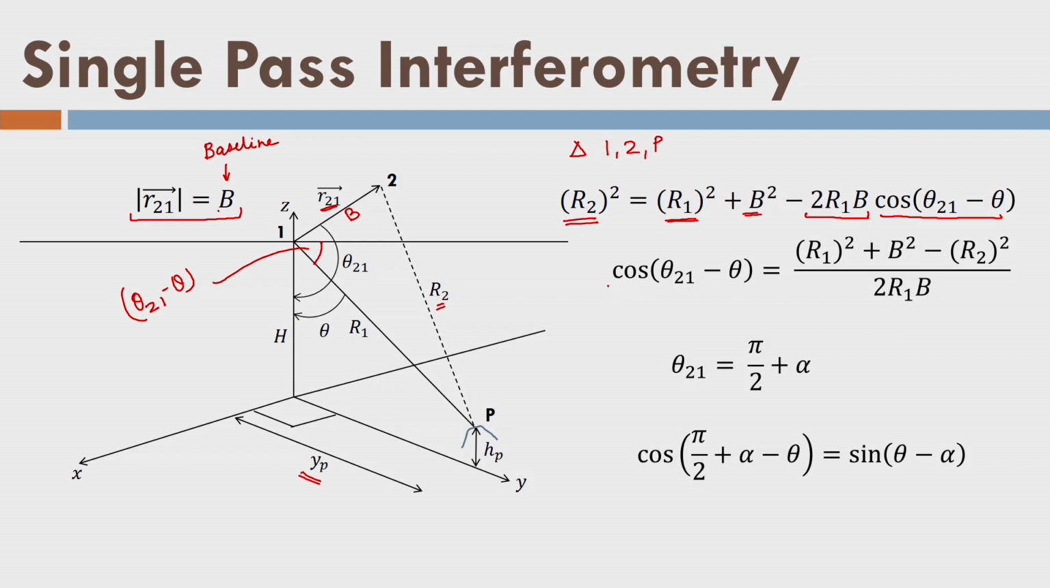If I do some small transformation on the left and right side, I will get this expression: R1 square minus R2 square plus B square, divided by this term, equals cos of this angle. We know here that theta 21 is pi by 2 plus alpha. This is the horizon here and this is the other direction. So I know that this angle is 90 degrees between the horizon and nadir. So I write pi by 2 plus alpha, so this angle is alpha here.